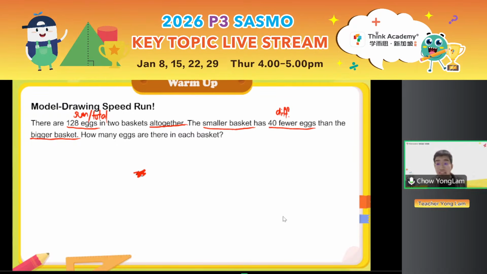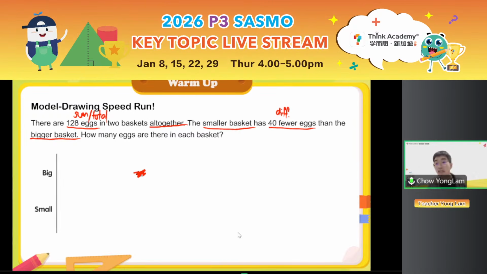And to solve a sum and difference problem, we will draw a bar model. Let's start off by labeling the names. What are we comparing? We are comparing the big and the small basket. So you write out the names, and then before drawing their bars, please also draw a starting line.